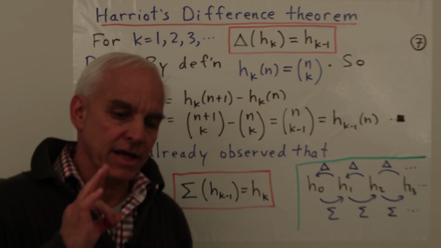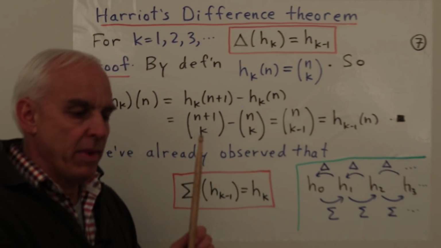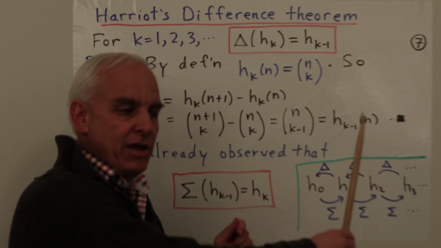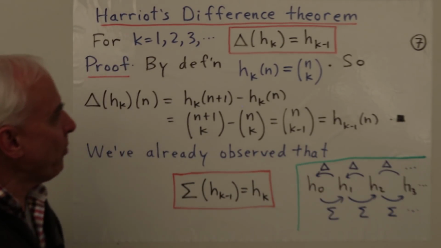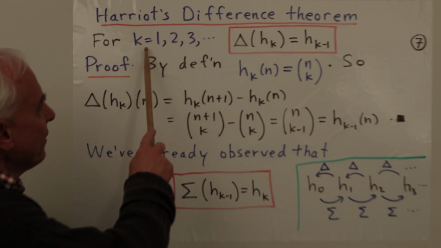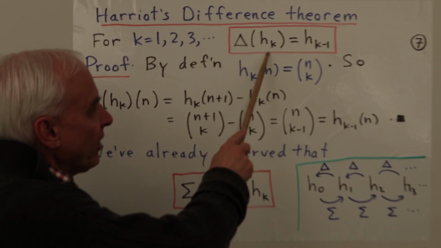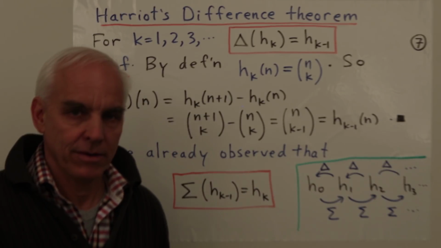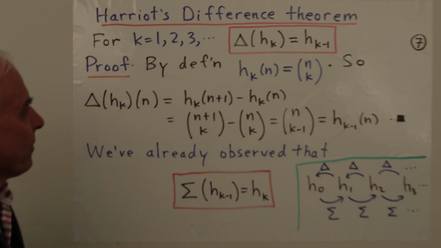One of the things that Harriot identified about this story is that though you may be generating these columns by summation, if you go the other way, you're getting differences. Or put it another way, for k equals 1, 2, 3, and so on, the difference of the sequence h sub k is exactly the sequence h sub k minus 1. The difference of hk is hk minus 1. Okay, so let's prove this.